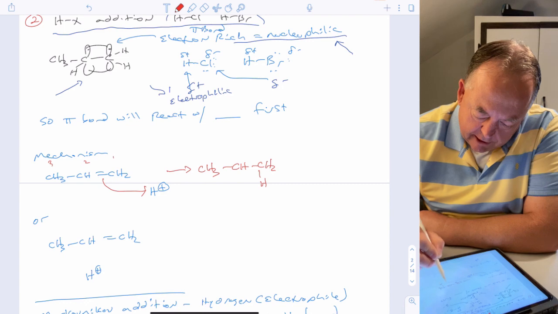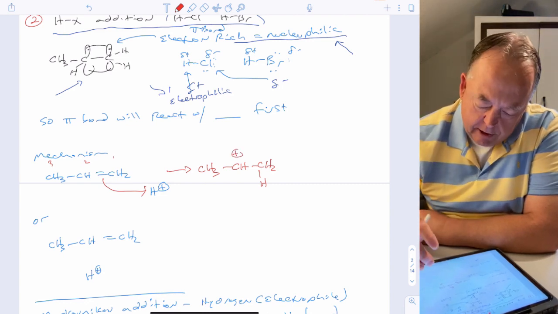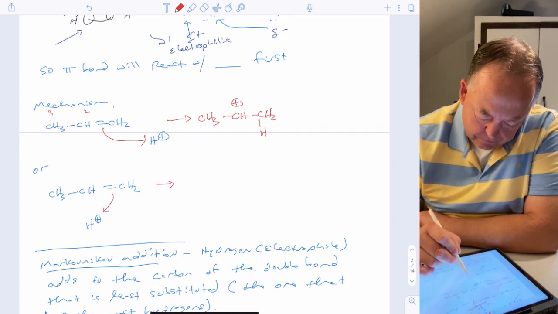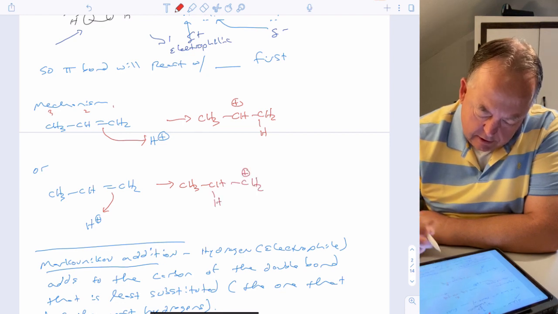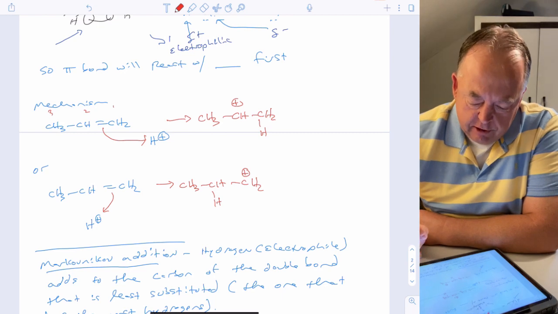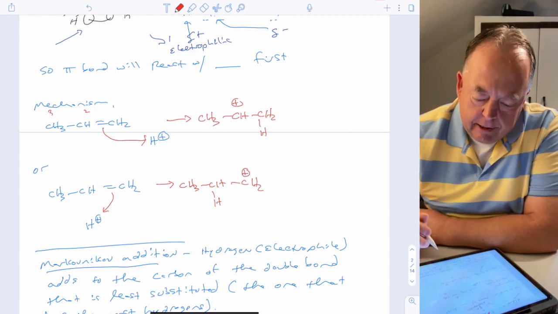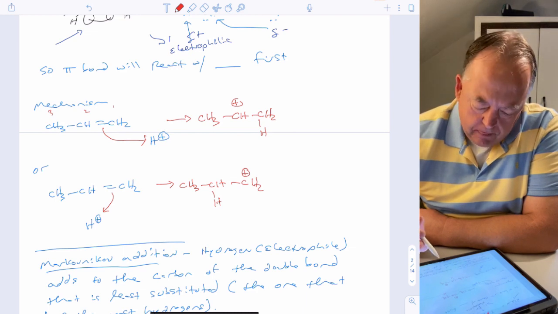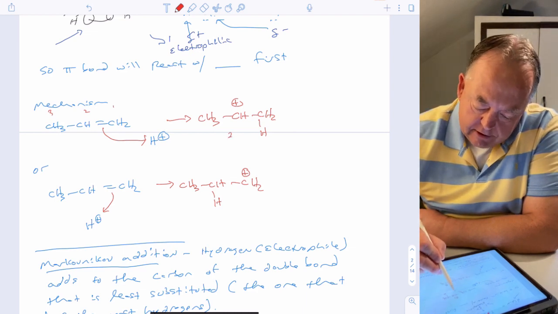So now we added the hydrogen there, so now the carbon in the middle is electron deficient, so that would be a carbocation. Or we could add the hydrogen to carbon 2. And then the first carbon would be electron deficient. So you make a carbocation in this reaction. And so which of those two carbocations is more stable? That would be the one on top, because it's secondary, and the one on bottom is primary.